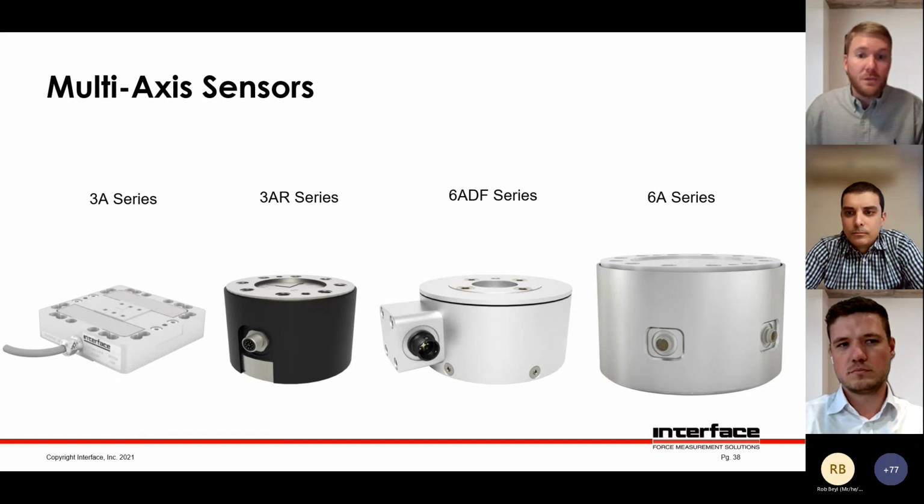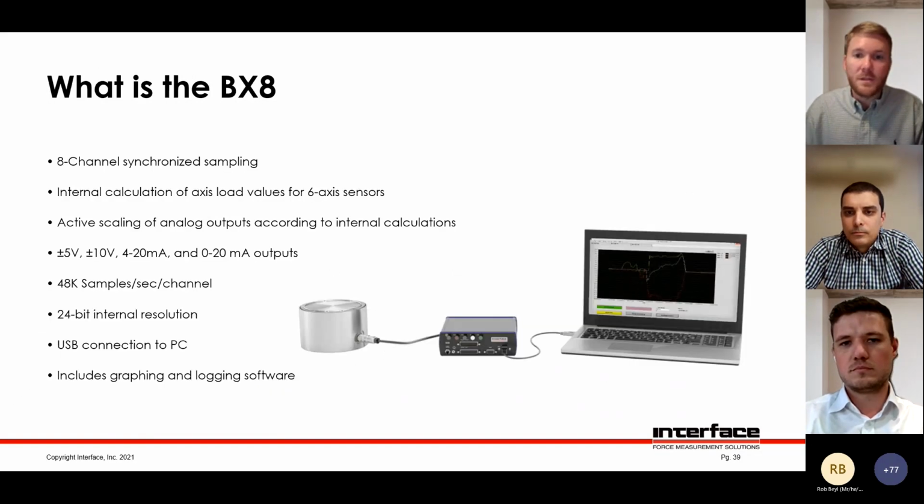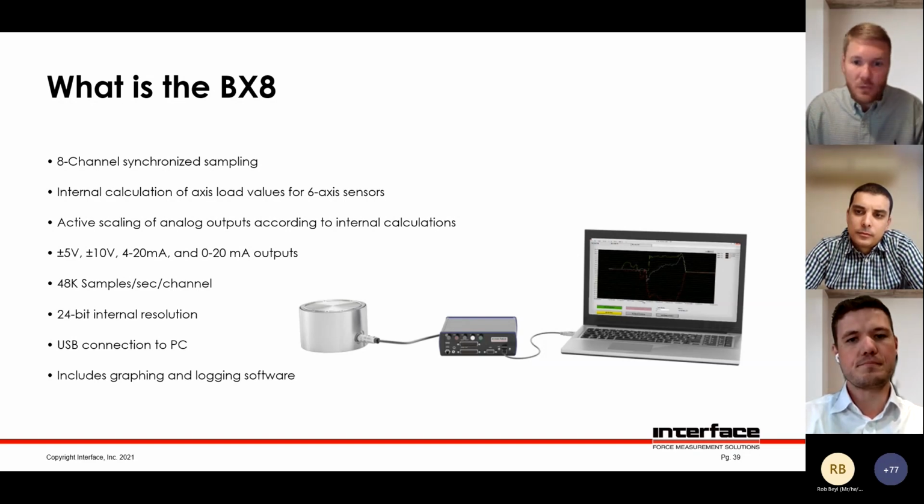So what do we do with all this information? We need an instrument that is able to take this in and give us usable data. So the instrument that we recommend using to pair with your 6-axis load cells is the BX8. So it does have 8 channels. 2 channels can be used for other sensors, whatever might else be going on in your application.